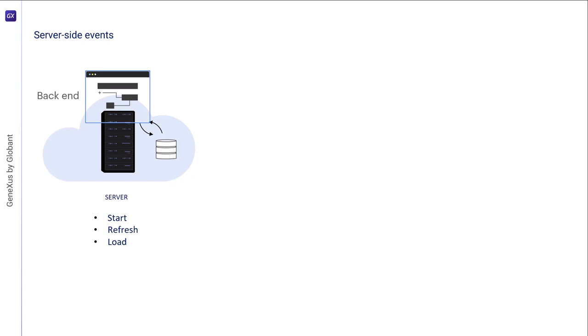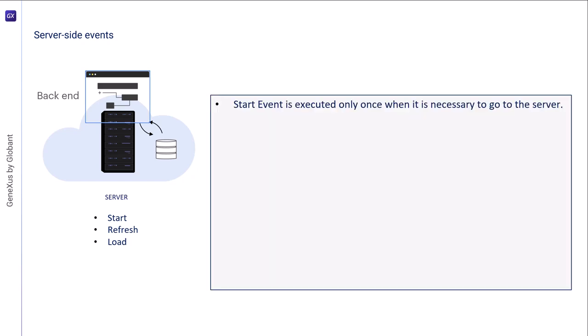The first one executed is the start event. It's executed only once when the panel is opened, as long as it's necessary to go to the server, and will not be executed again unless we exit the object and reopen it. The refresh event is executed after the start event, usually only once, but it can be invoked again with the refresh command. In that case, it'll be executed more than once, and it will be the first event since the start event will not be executed again. The refresh event will also be triggered if we refresh the browser.